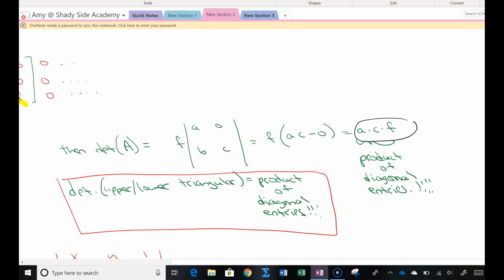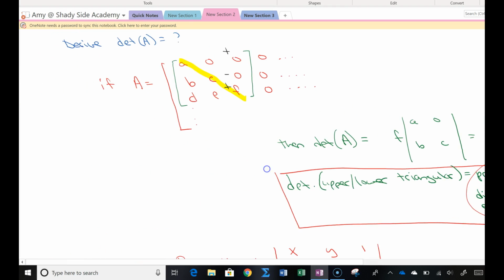That's what I mean about these cool mathematical properties of the determinant of square matrices. So one thing you've just derived is that the determinant of an upper or lower triangular matrix is always equal to the product of the diagonal entries.